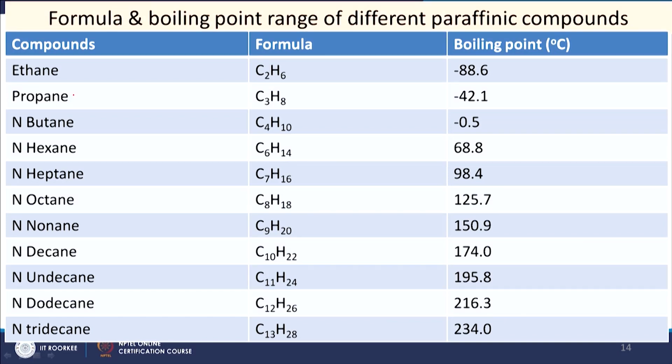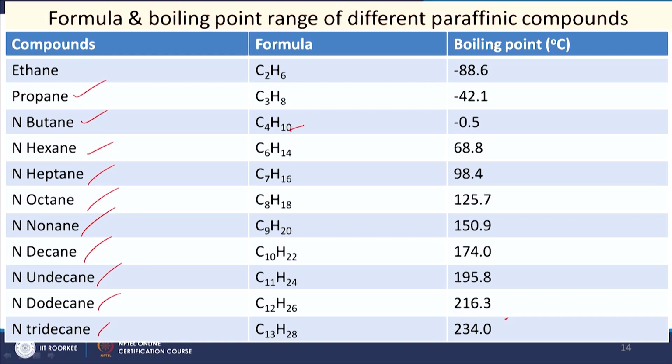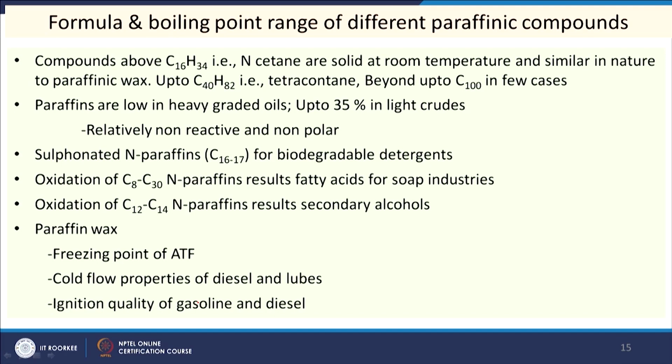So, paraffins, that is propane, N-butane, N-hexane, N-heptane, N-octane, N-nonane, N-decane, N-undecane, N-dodecane, N-tridecane. So, this is C2 to C13, and some boiling ranges are given here. Obviously, the higher the carbon number, the higher the boiling range. Up to C3, C4 we basically get in LPG. Now, the paraffins available in petroleum crude have the formula CnH2n+2.